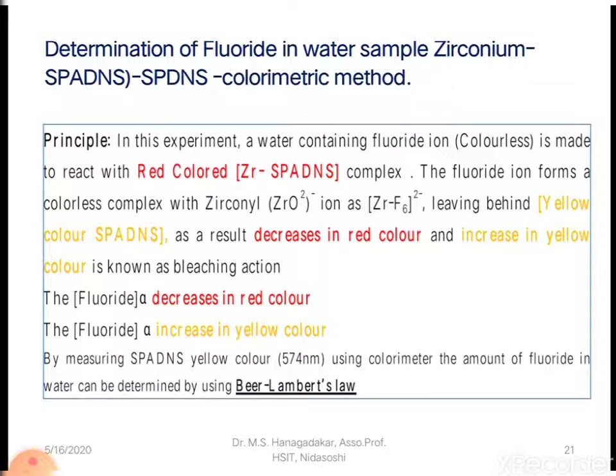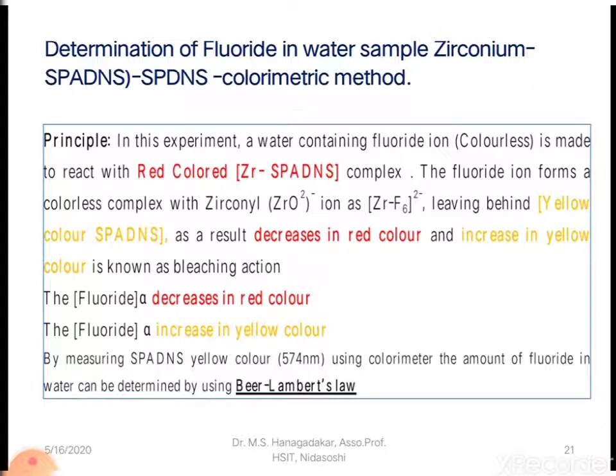As a result, there is a decrease in the red color as the concentration of fluoride increases. This process is called bleaching action. Bleaching means changing the color from one color to another. So this is how it takes place. Let us see the first one. If the fluoride concentration increases, there is a decrease in the concentration of red color. If the fluoride concentration increases, there is an increase in the yellow color. So, a decrease in red color and an increase in yellow color.